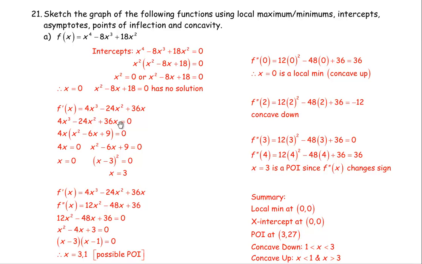In question number 21, this is the first of 2 questions where you're asked to sketch a couple graphs, find all local max and mins, intercepts, any asymptotes, points of inflection, concavity, the whole 9 yards. So let's start with intercepts.